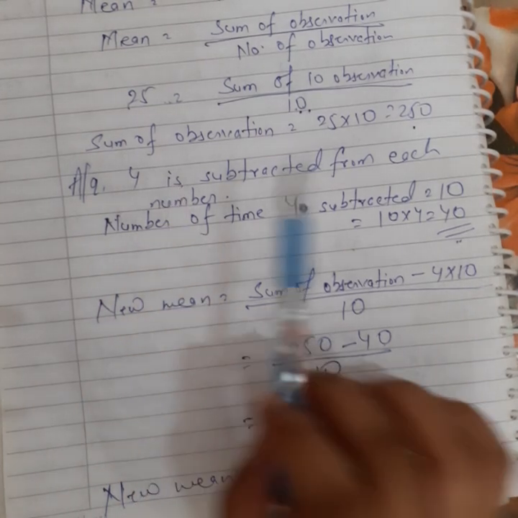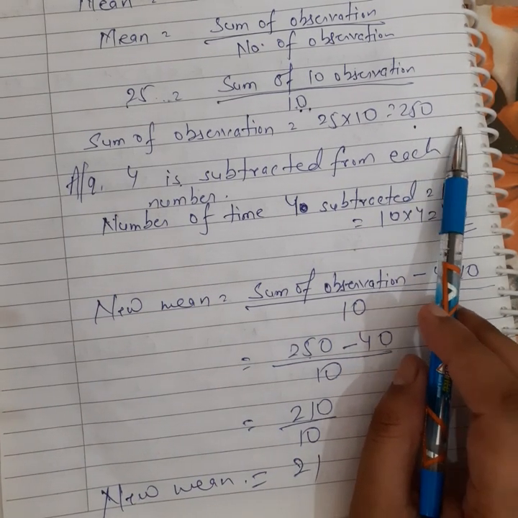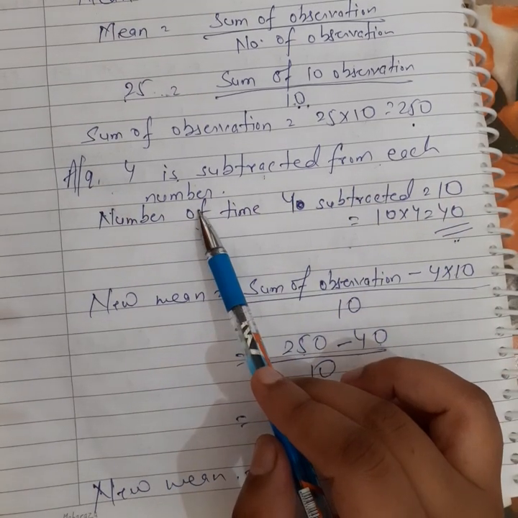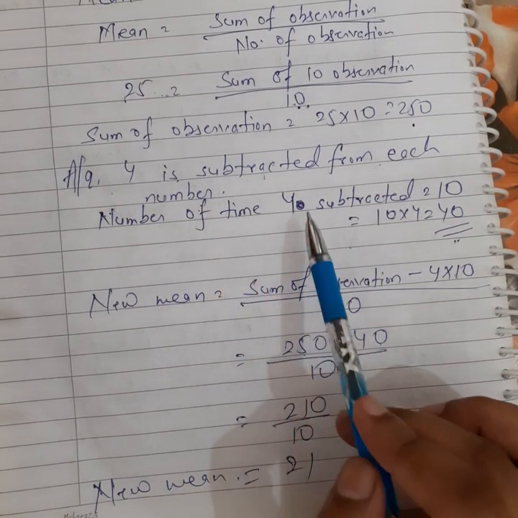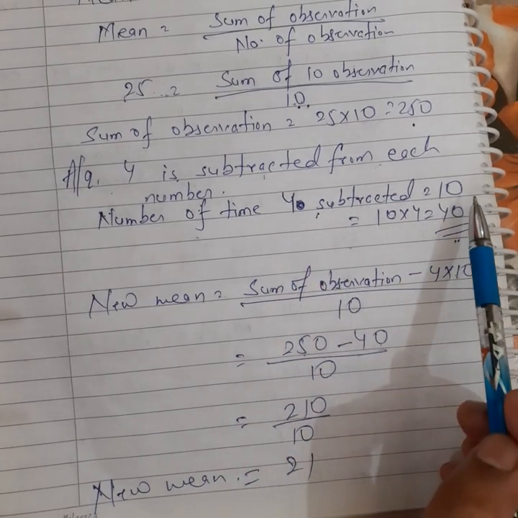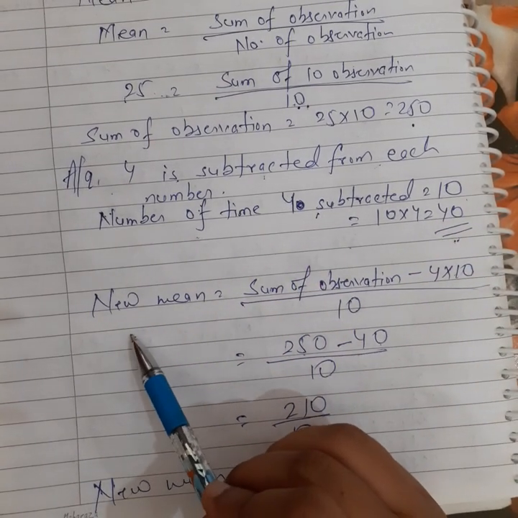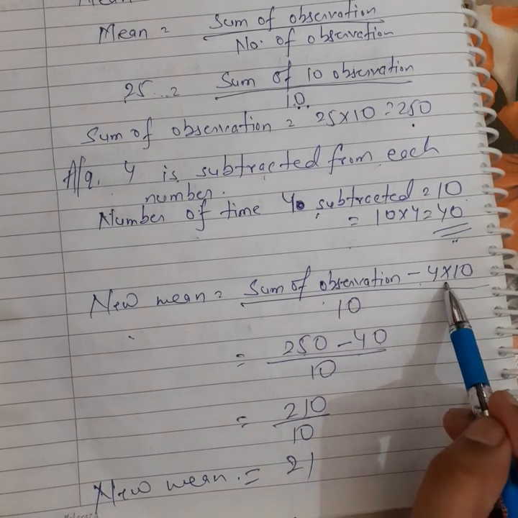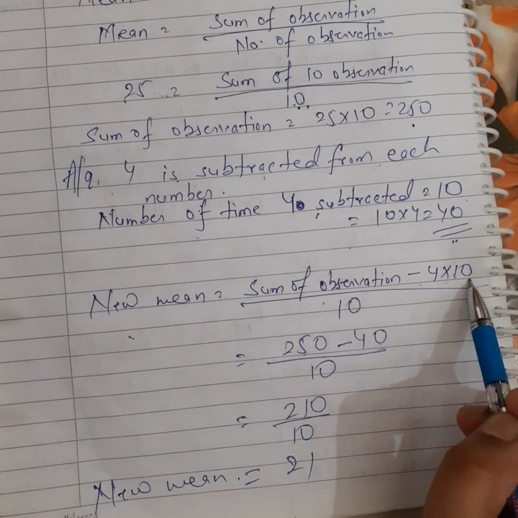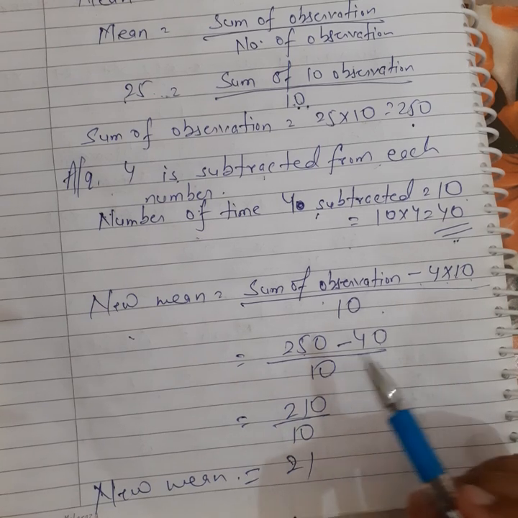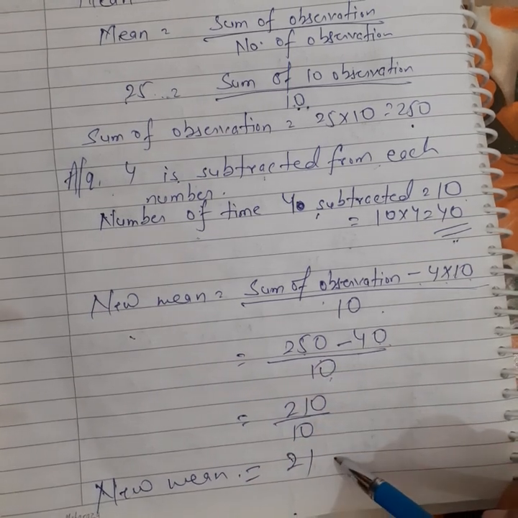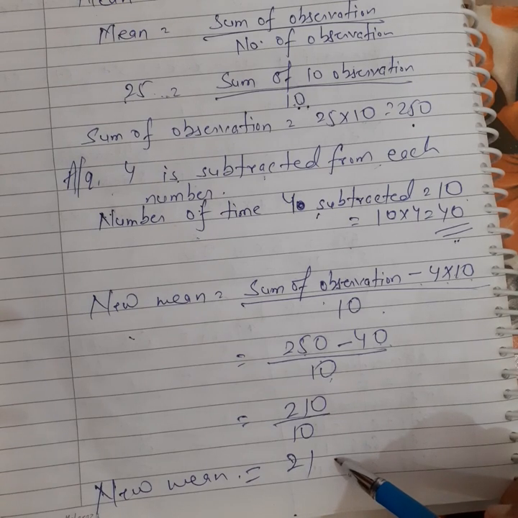What we do? First we find the sum of the observations. Then the question says 4 is subtracted from each number. It means each observation. Then how many times is 4 subtracted? 10 times. So the new mean is equal to sum of observations minus 4 subtracted from each number, by the number of observations. 250 minus 40 by 10, we get the new mean is equal to 21.